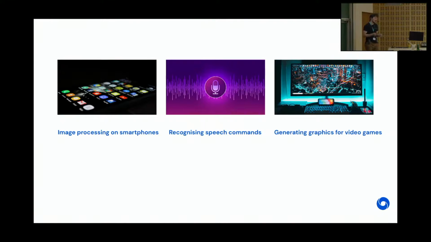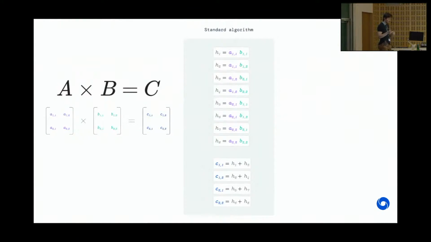Beyond that, matrix multiplication also underlies many practical applications. Many apps on your phones and desktop machines will also be performing large numbers of matrix multiplies under the hood, of course. Now, matrix multiplication is such a well-known and basic operation. You might be asking yourself, what is there even left to discover? To answer that question, let's have a look at what matrix multiplication algorithms actually look like.